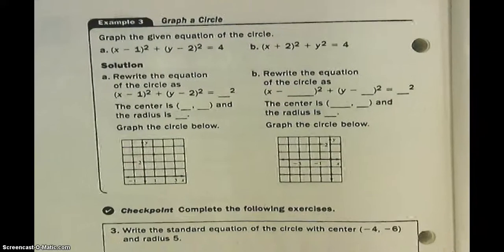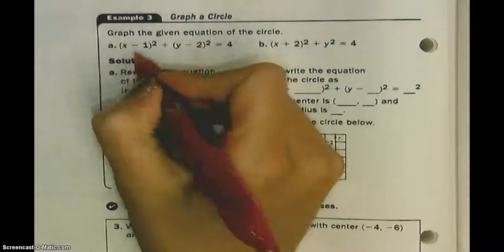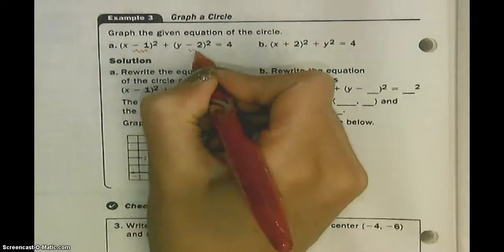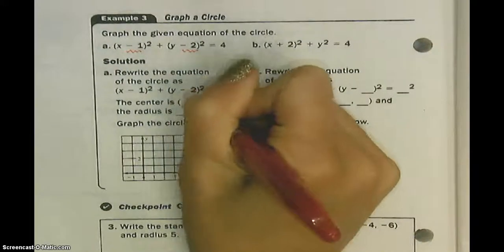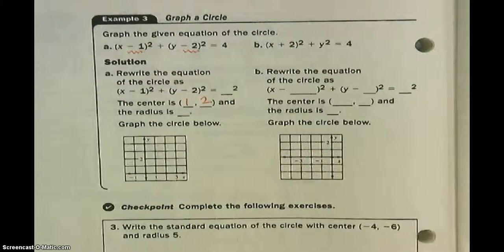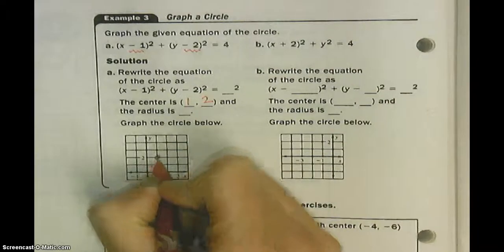Graph the equation of the circle. Well, first we need to find the center, right? And the center is the opposite of these numbers. So our center is at 1, 2. So let's put that on our graph. 1, 2. So there's the center of our circle.